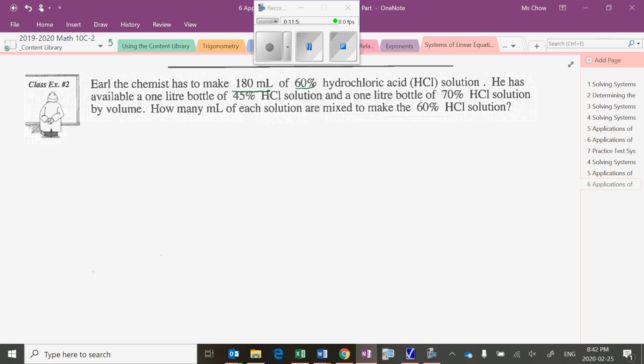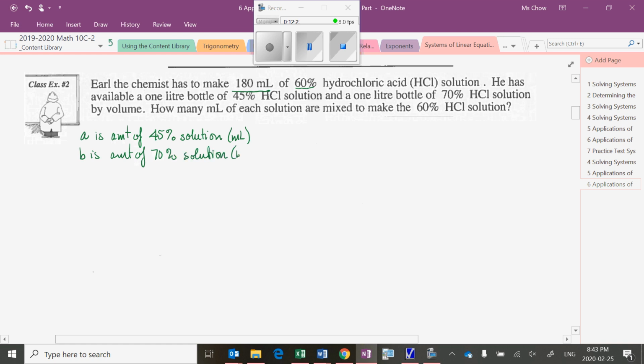So let's take a look. If we say A is the amount of the 45% solution, and that amount being in milliliters, and B is going to be the amount of the 70% solution, also in milliliters. What we know is we want to make a total of 180 milliliters. So that tells us our first equation, which is A plus B, the amount of the 45% solution plus the amount of the 70% solution, and that should then equal a total of 180 milliliters. So that's our very first equation, and I don't need the units on that, but I do know that we've got milliliters plus milliliters equaling a total amount of milliliters. So the units are consistent, and so it makes sense.